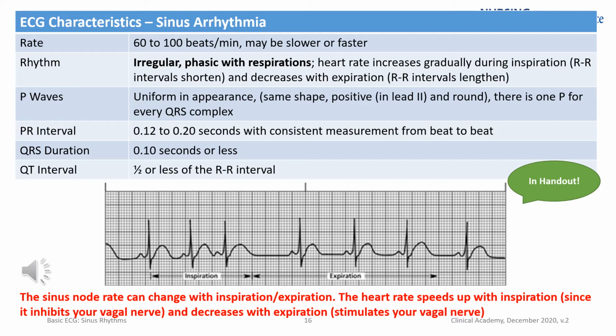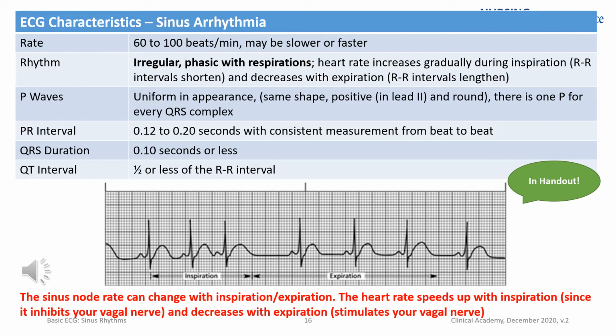For this slide, go ahead and pull out your handout again, and you may need to pause the video while you review the slide. So the characteristics of sinus arrhythmia, again, you see that nice regular 60 to 100 beats per minute. It can be a little bit slower or faster, but the rhythm is irregular and it phases with respirations. Heart rate will increase gradually during inspiration, so the R to R interval shortens, and it decreases with expiration where the R to R interval lengthens.